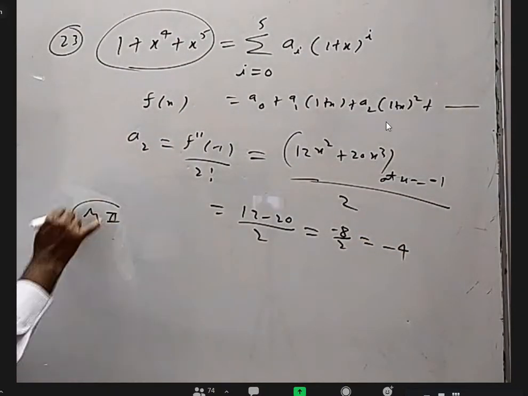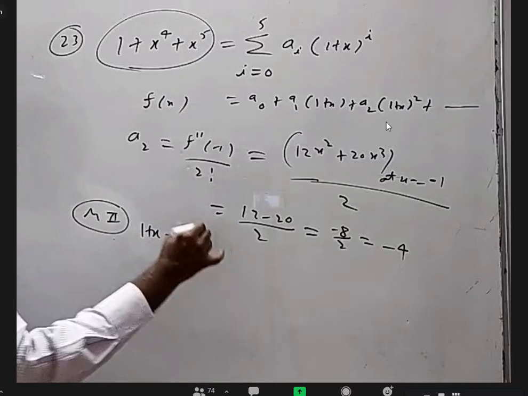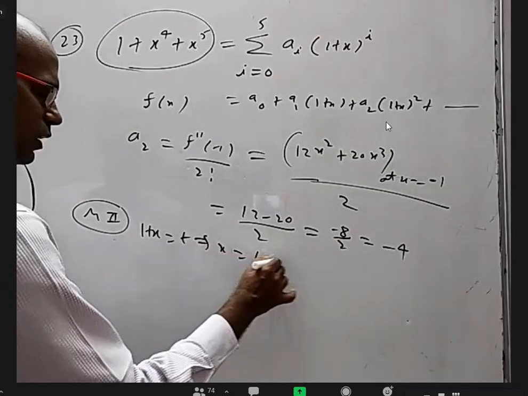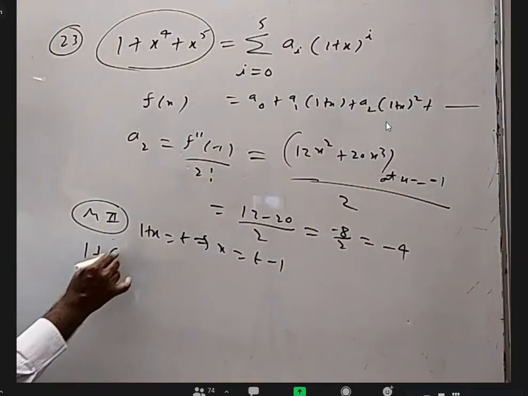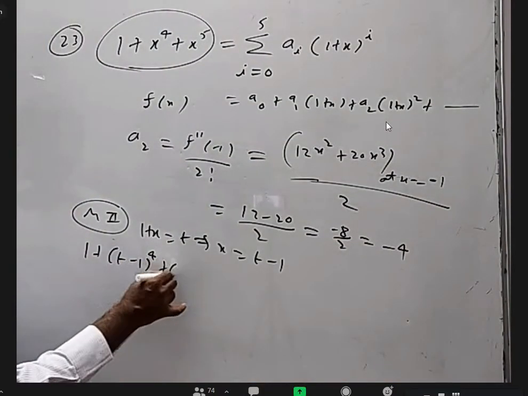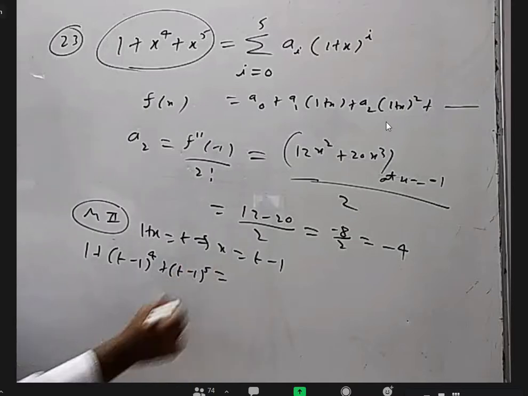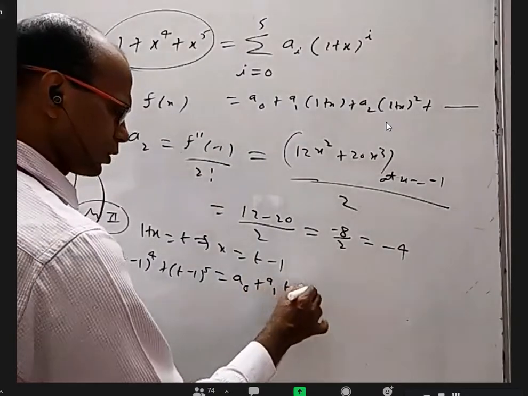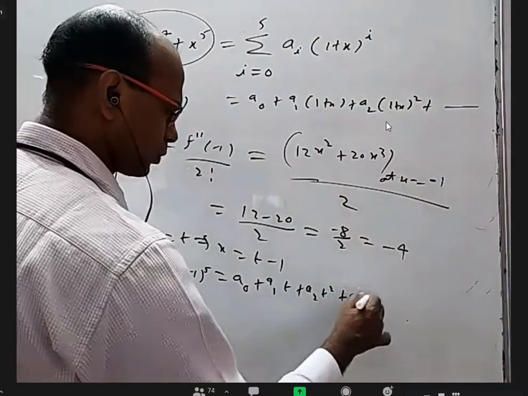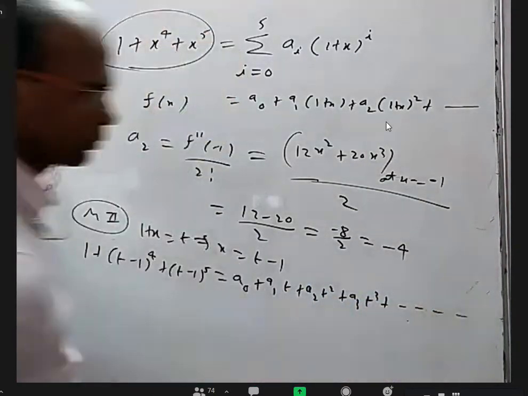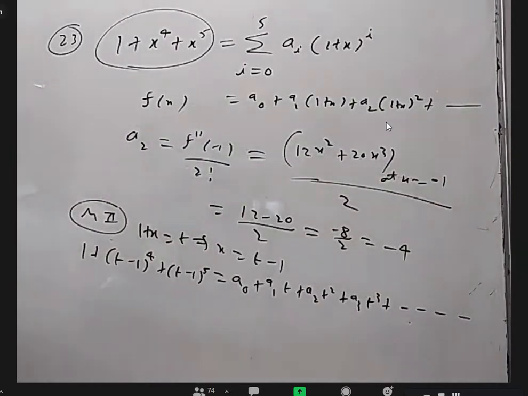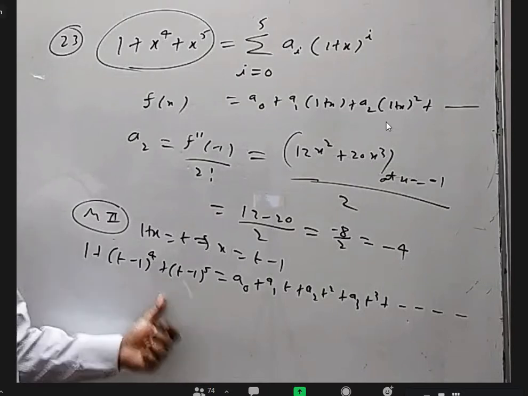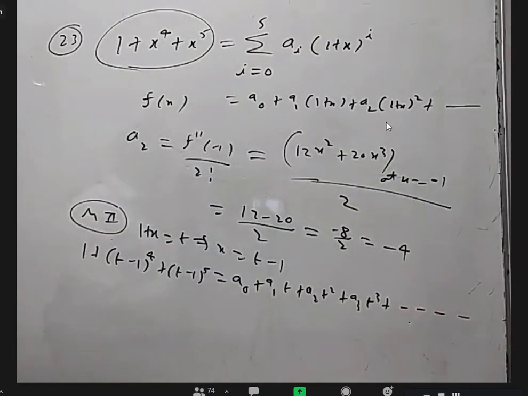Method 2. Take 1 plus x as t. That is what happens. You can write x as t minus 1. The question becomes 1 plus t minus 1 whole power 4 plus t minus 1 whole power 5 equal to a0 plus a1 into t plus a2 into t square plus a3 into t cube, and so on. Now you can easily see this is one binomial, this is another binomial, both are expanded and added. That's how we got this series. Am I right?